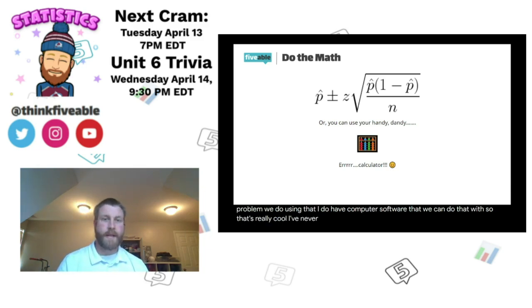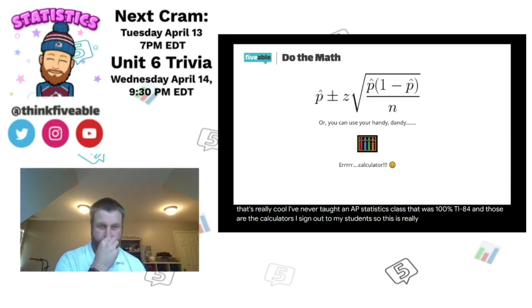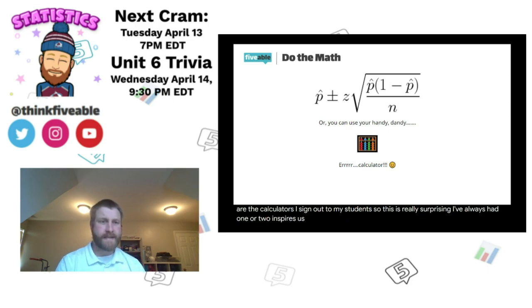I've never taught an AP statistics class that was 100% TI-84, and those are the calculators I sign out to my students, so this is really surprising. I've always had 1 or 2 Inspires, a few Casios. One year I had a student who used Casio. It was my first year teaching stats, and I basically said, you're on your own, sorry. I don't know how to use that. But we got through it. And they passed the exam too, so that was good. So yeah, so you can do this in your calculator.